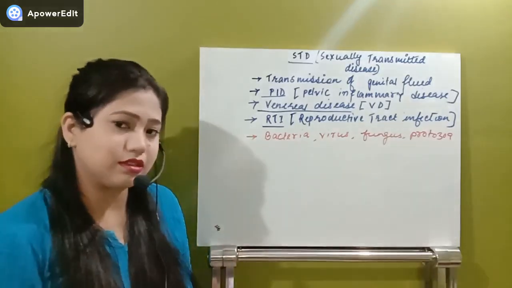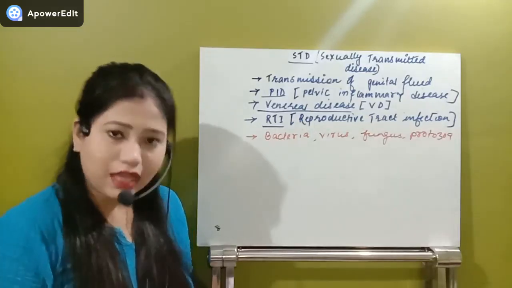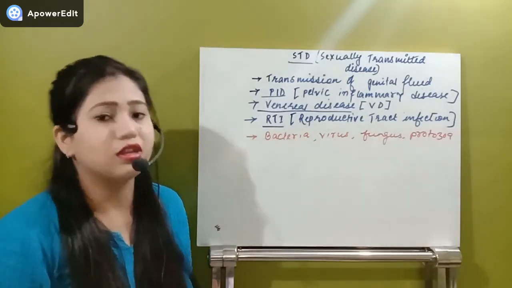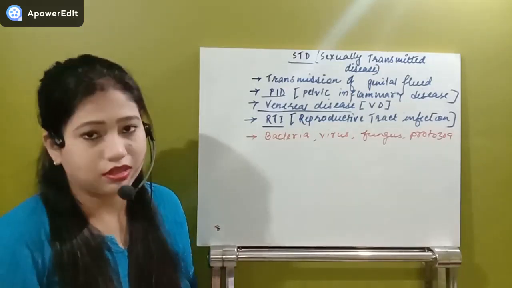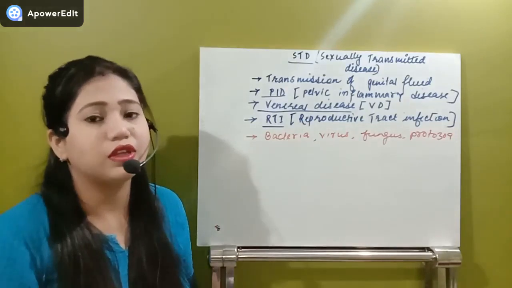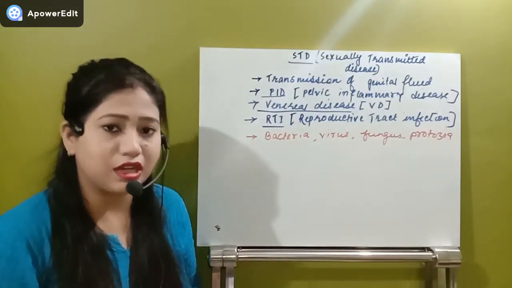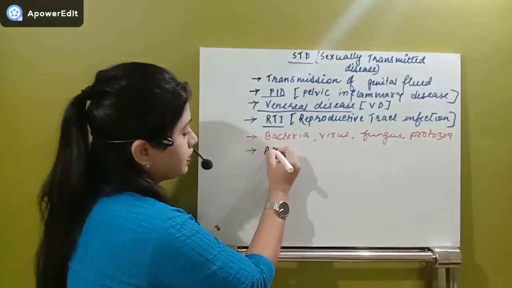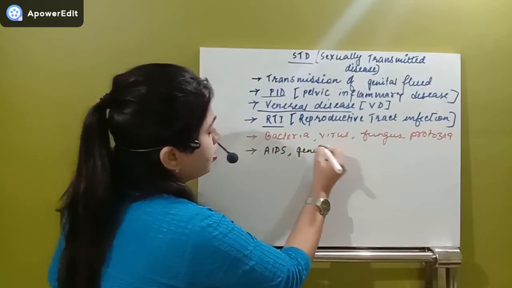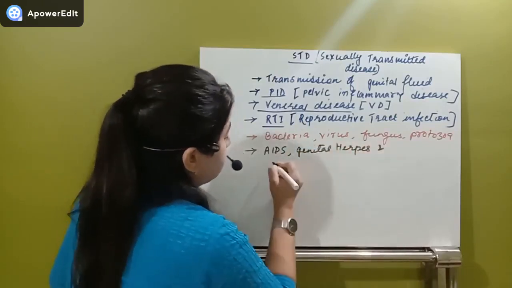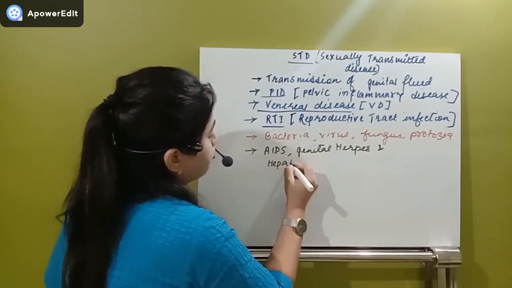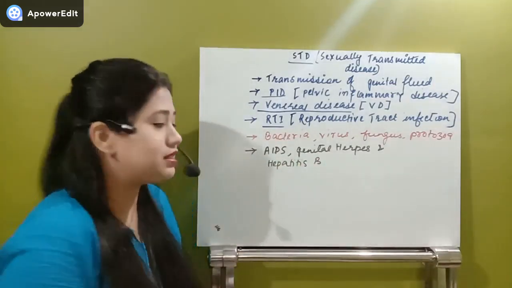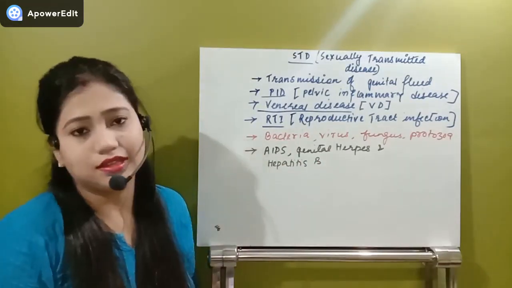So let's see some of the diseases here. Most of the diseases can be treated if they are detected at an earlier stage. But lots of diseases are included that are not treatable. Once an individual gets such a disease, the individual will show symptoms, or it can be life threatening too. So which diseases are not curable? Except HIV/AIDS, genital herpes and hepatitis B. So except these three diseases, AIDS, genital herpes and hepatitis B, the rest of the diseases can be cured.